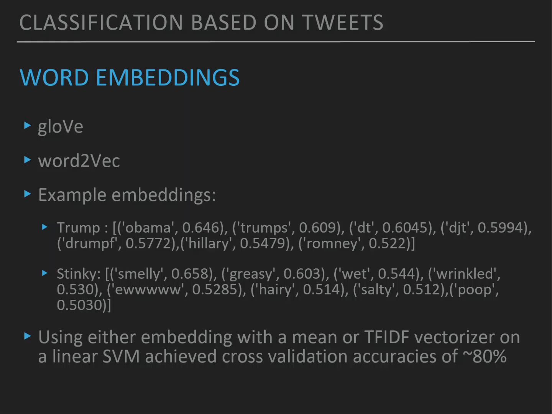Then using a linear SVM, which is one of the high-scoring previous models, both embeddings were tested, each with a mean and a TF-IDF weighting scheme vectorizer, and they achieved validated accuracies around 80%.